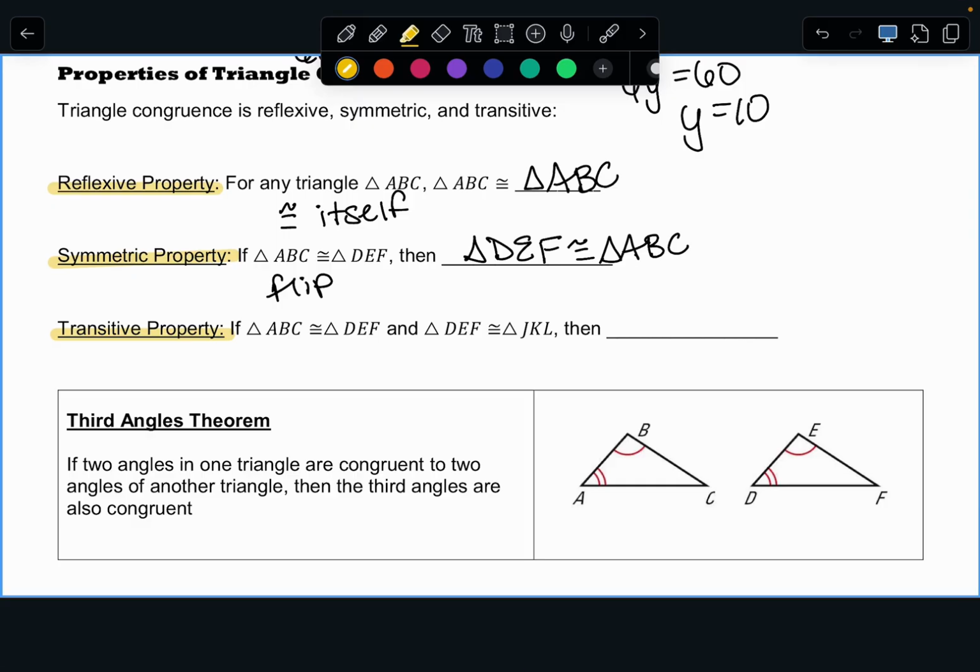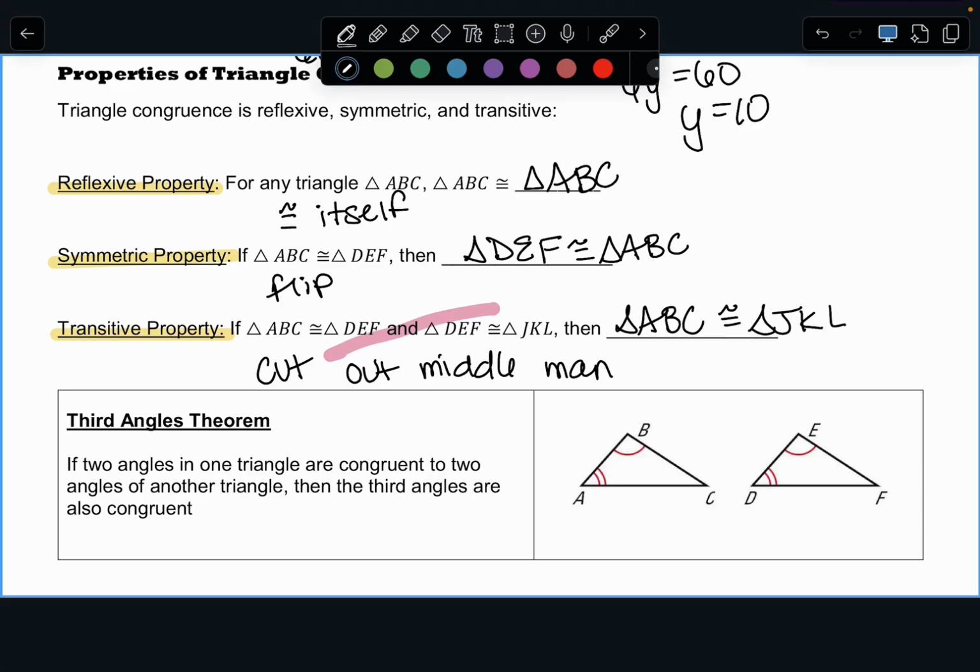And then for transitive, hopefully we know transitive by now. If ABC is congruent to DEF and DEF is congruent to JKL, then ABC is congruent to JKL. We cut out the middleman. My middleman is DEF. So we get triangle ABC congruent to triangle JKL. You have to keep these properties in mind because they'll show up in proofs a lot. On your cheat sheet, I think I'm going to have at least the names of these typed out, but you might have to write down what they actually mean.